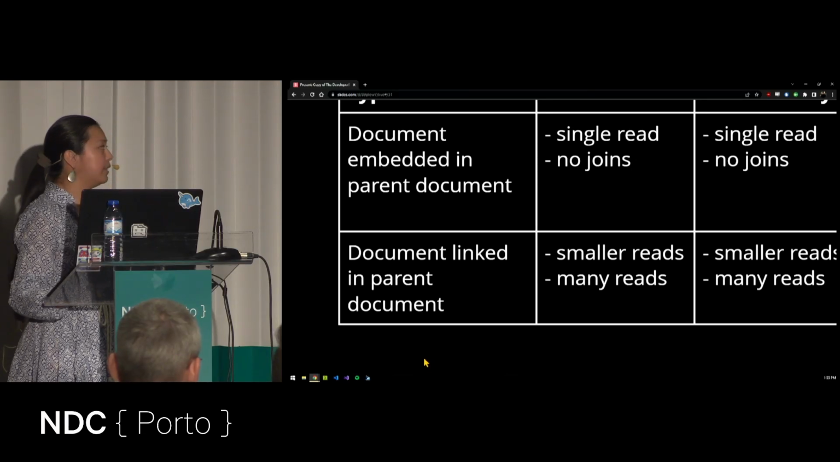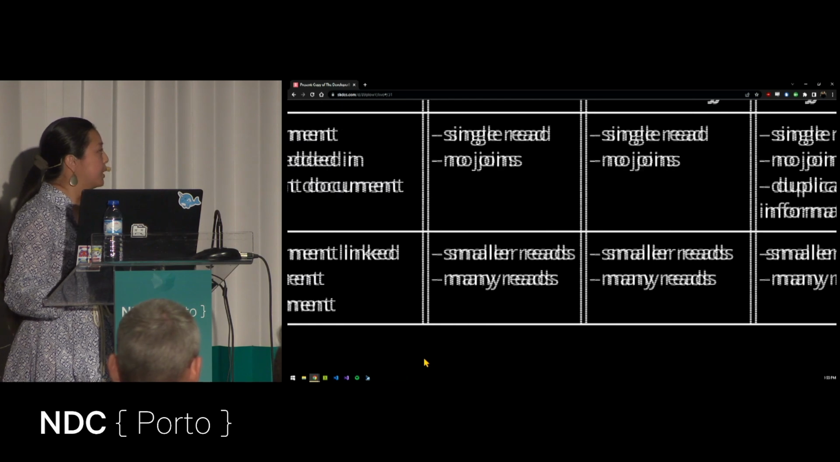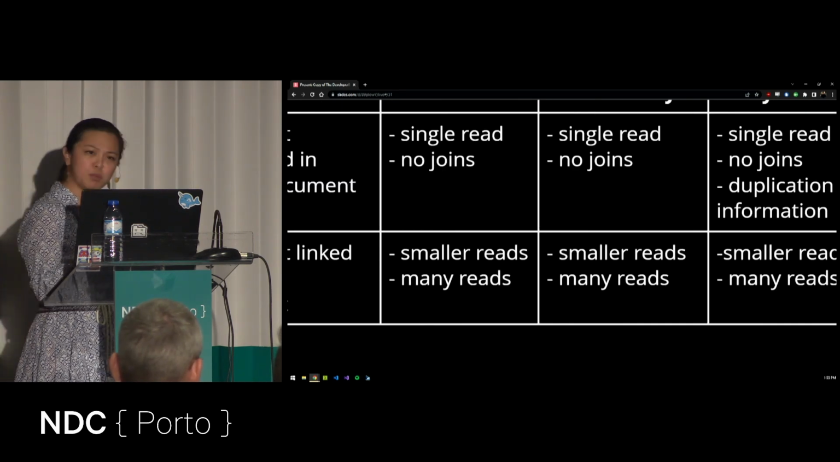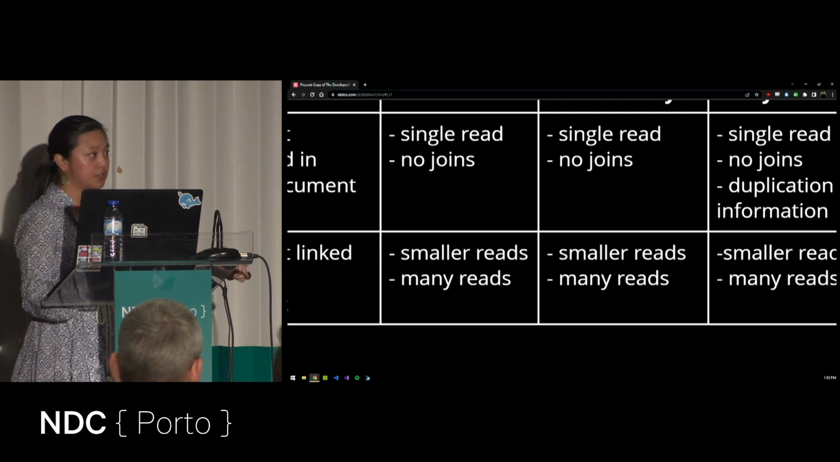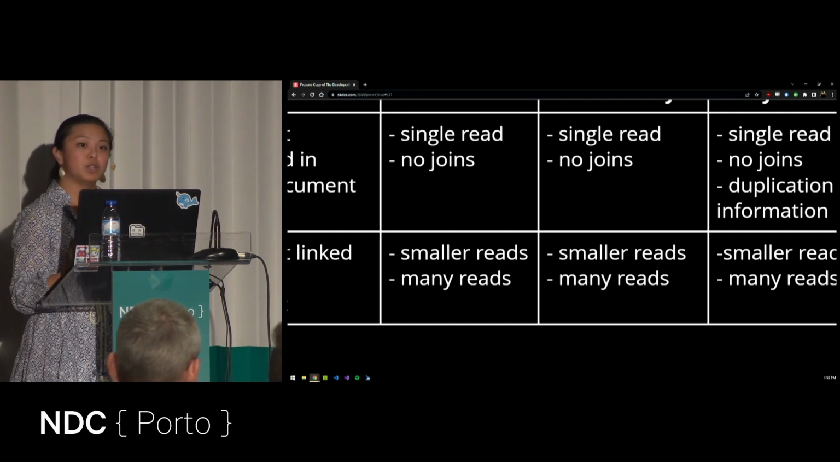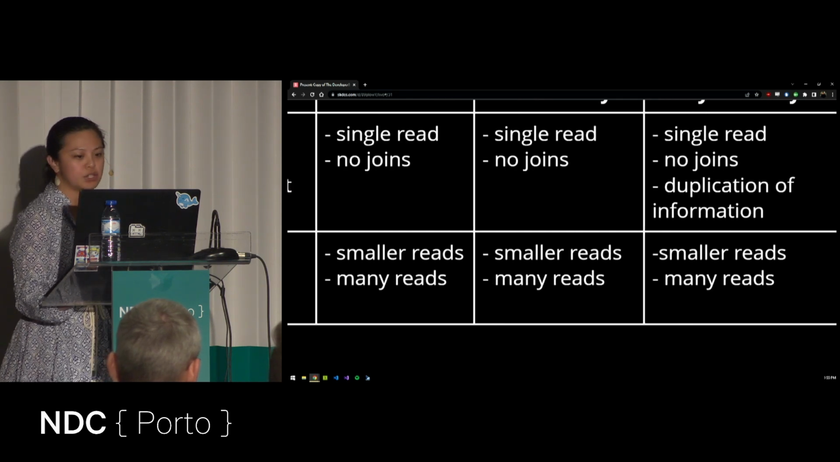Now, if we linked in the parent document, meaning similar to the foreign key relationship, you will find it's quite similar, right? So with one-to-one relationships, you'll have smaller reads, which could be faster, but you'll have many reads, because now you have to access both collections or multiple collections, depending on which things you are linking to. And it's the same across all of the relationships.